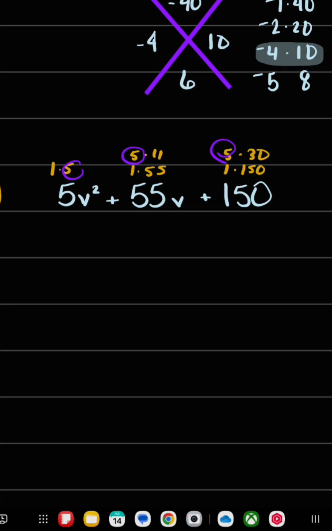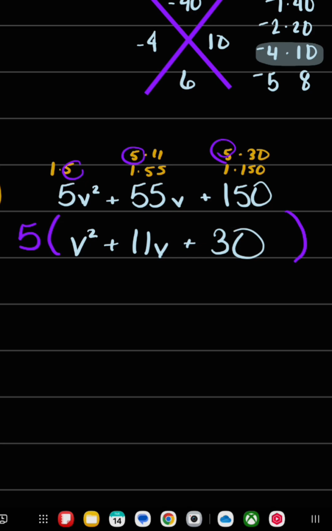So we go right along. In the greatest common factor parentheses, that's only 1. And we're going to pull out a 5. What's left over? 5 divided by 5 leaves the v squared. 55 divided by 5 leaves 11v. 150 divided by 5 leaves 30. Now, look inside the parentheses. We need to see if we can go a little further with that. In parentheses, we have a trinomial, and your a term is 1.